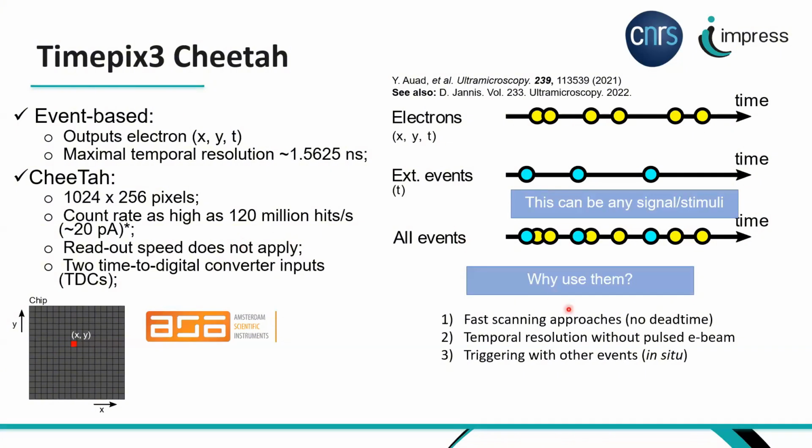So why would you use this sort of detector? We have to keep in mind that we cannot detect a lot of current, so that's the biggest limitation, but they're quite useful if you want to scan your beam quite fast on your material, because then you're not limited by the dead time of the detector. We can have temporal resolution in an electron microscope that does not have a pulsed electron source, and we can trigger external events, so it's quite useful for in situ experiments where temporal resolution of 1.5 nanoseconds is good enough. So if you want to go faster than that, of course, this technology is not adapted.